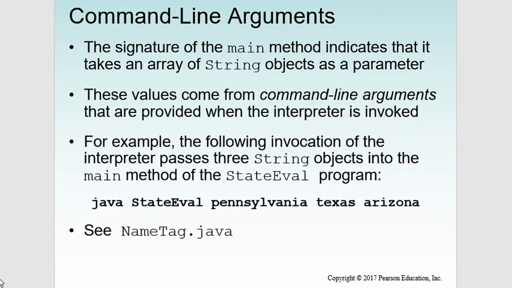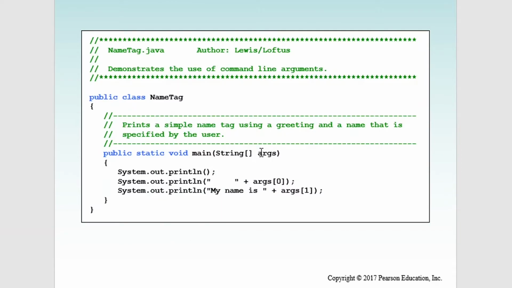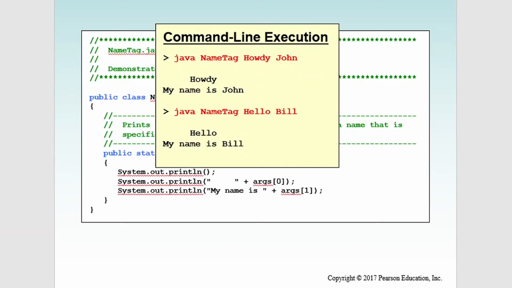See name tag.java. So here what they're doing is they're using the array that's being passed into the main method, and they're grabbing the first item at index 0 and the second item at index 1. And here's what the output looks like.